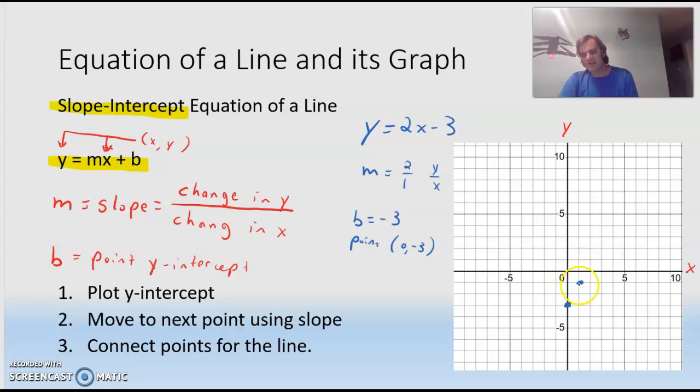Now, if they're really close together, it's hard to get a straight line, so I can continue the process. I can go up 2 over 1 again. And I can just connect those points, and I'll have something similar to the line I just made. So our steps will be, once we have it in that slope-intercept form, to plot the y-intercept, use the slope to move to another point, and then connect the dots, connect the line. Okay, pretty easy stuff, really.